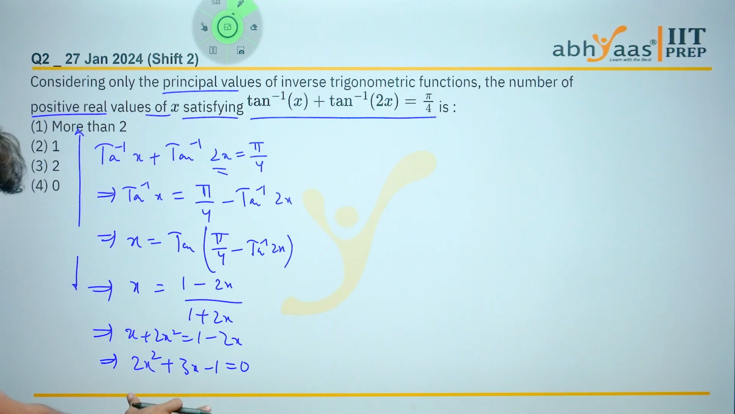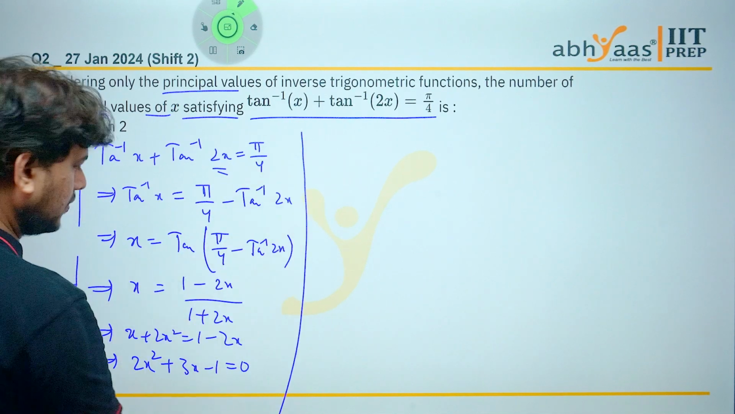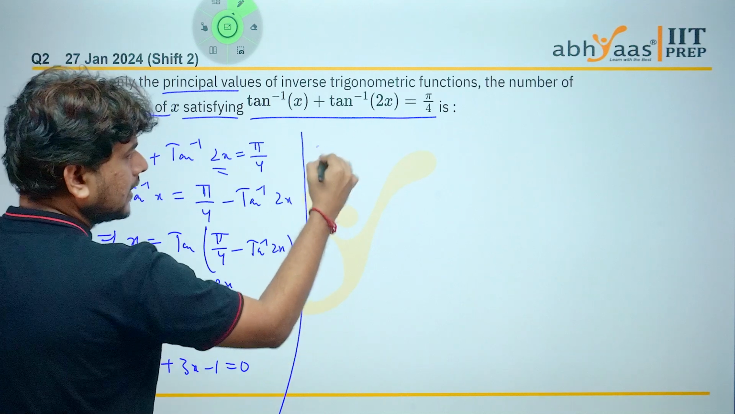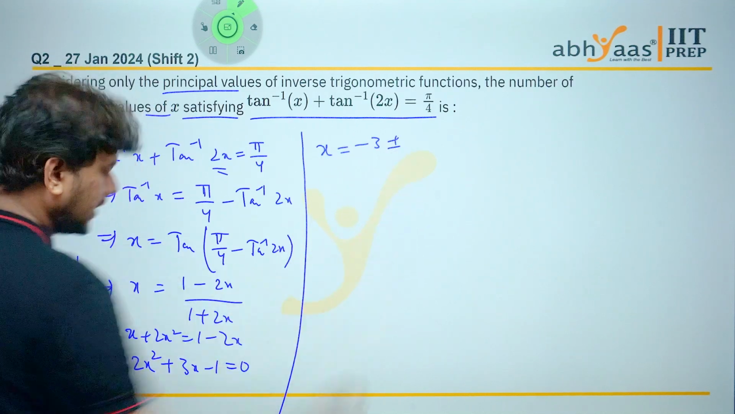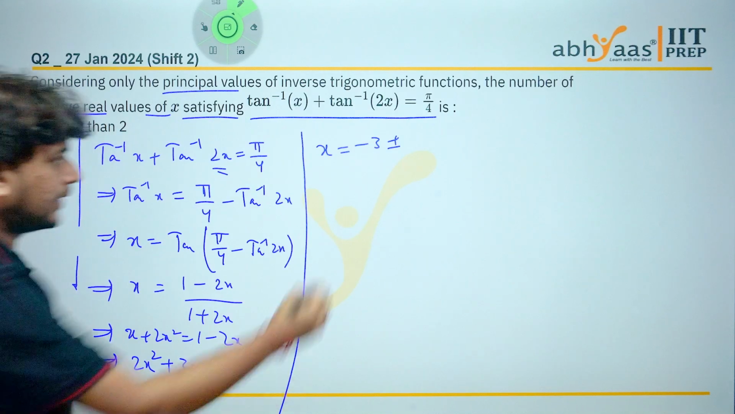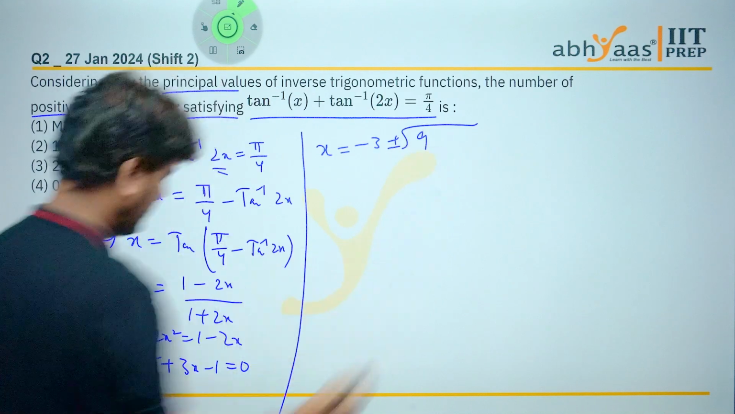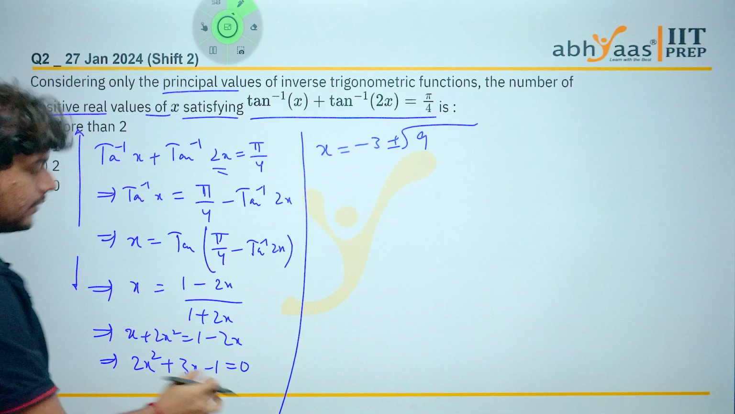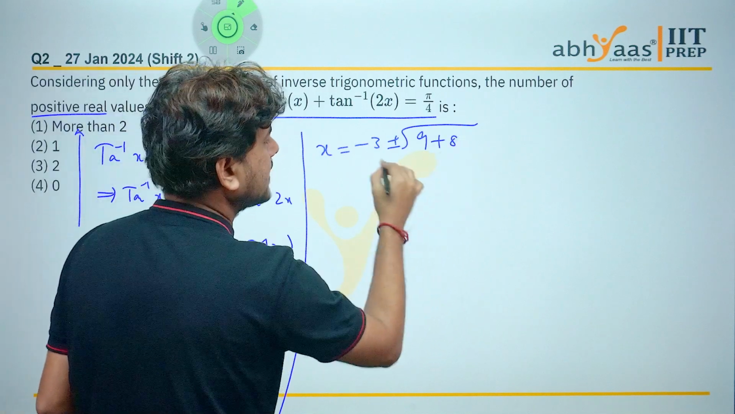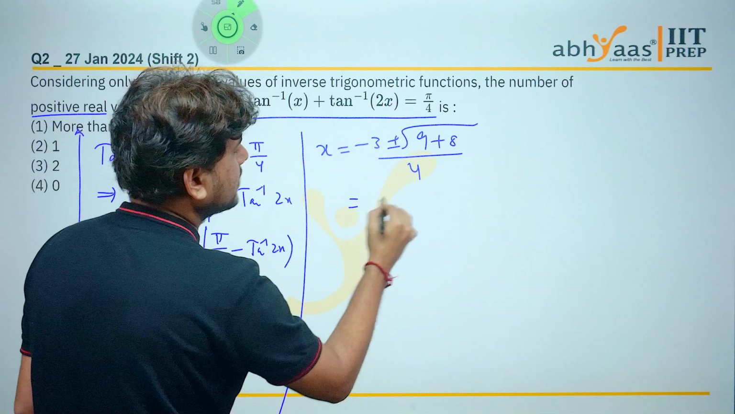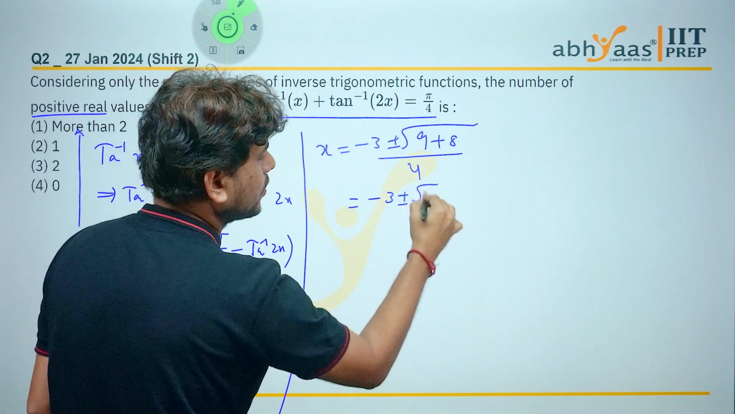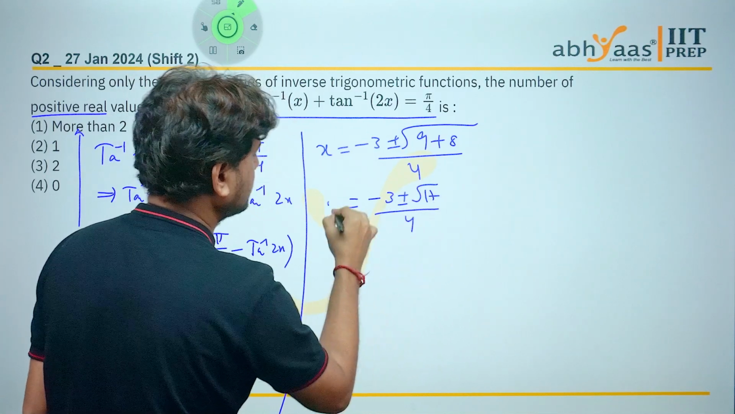Now we don't have factors for this, so go with the discriminant formula, that is x equals minus b plus or minus root b square minus 4ac by 2a. So 9 plus 8, and 2a is 4. So that is x equals minus 3 plus or minus root 17 by 4.